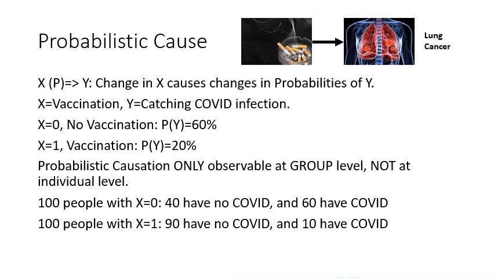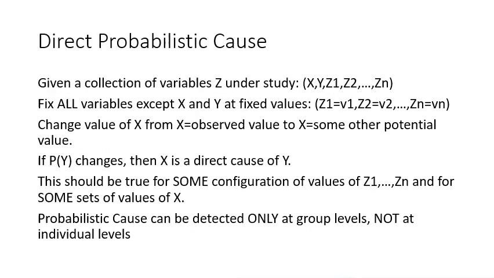One very important thing about probabilistic causation is that you can only observe it at the group level. You cannot see it for individuals. So if you have 100 people and no vaccination, you find that 60 of them get COVID. If you have 100 people with vaccination and you find that 10 of them get COVID, then you have a probabilistic cause. But if you look at any one person, it is possible that he has vaccine and he also has COVID, or he has vaccine but no COVID, or he has no vaccine and he got COVID, or he has no vaccine and he didn't get COVID. So all four types of cases are possible. So when you look at individuals, you cannot determine cause. You can only determine probabilistic cause when you look at large groups. Probabilistic cause includes deterministic cause as a special case, where the probability of the change is 100%.